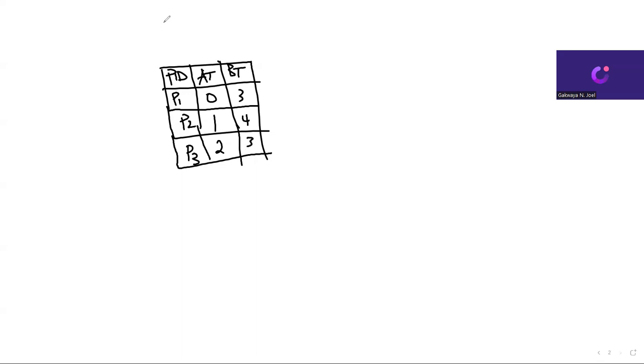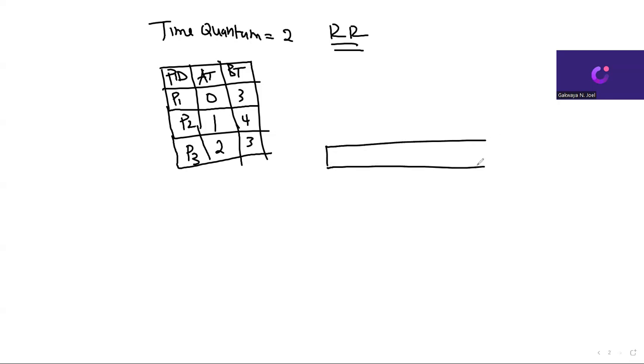Now, time quantum, I say time quantum is equal to 2. Let me give a time quantum which is equal to 2. And we are going to use round robin to solve this case. All right, so we draw the Gantt chart here.